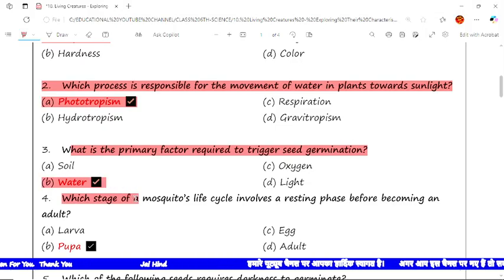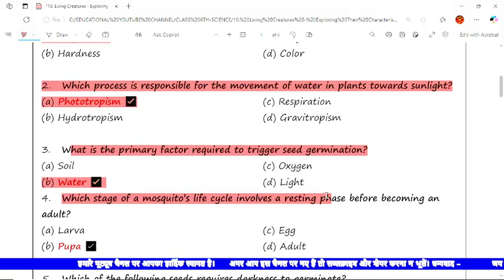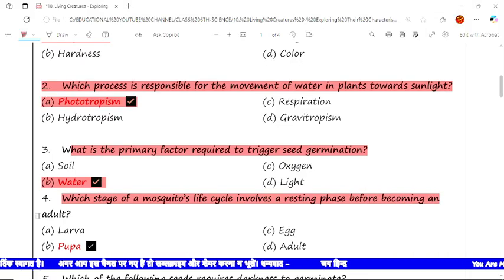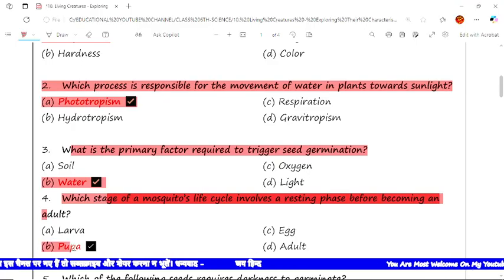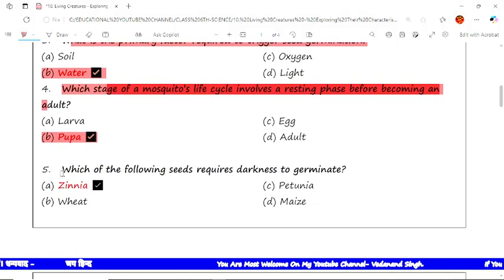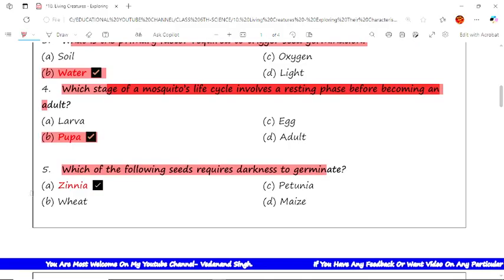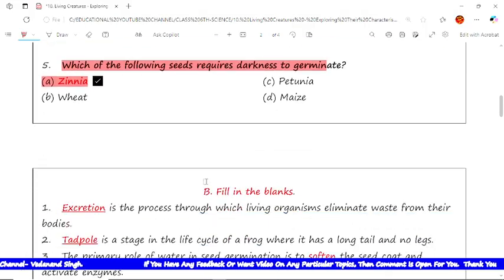Next is, which stage of a mosquito's life cycle involves a resting phase before becoming an adult? The pupa is the correct option. That is B among the given options. Now the next question is, which of the following seeds requires darkness to germinate? That is Guinea, the correct answer. So A is the correct option among the given options.